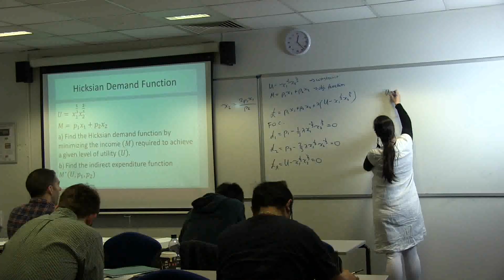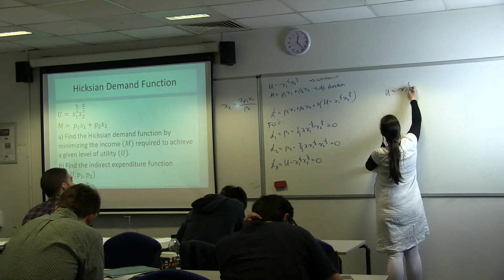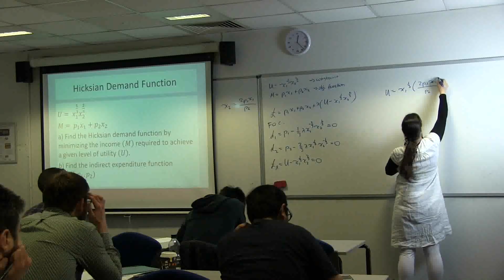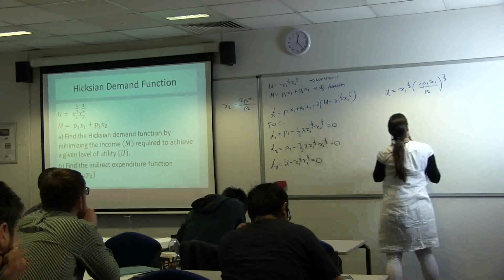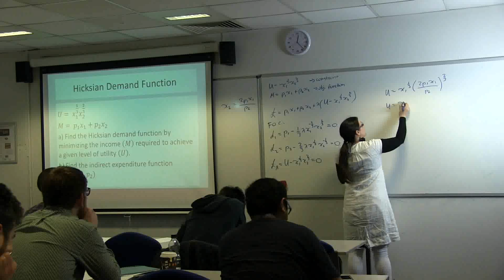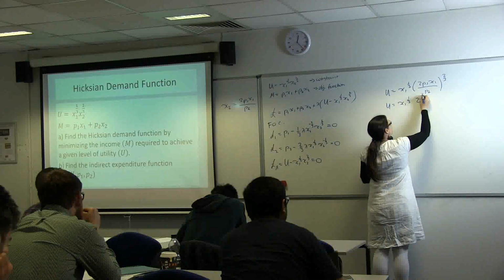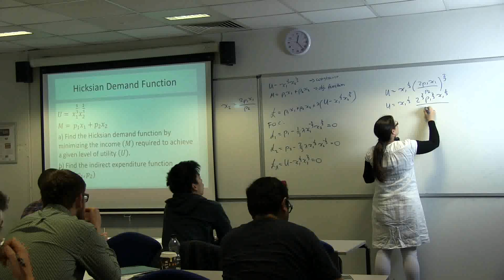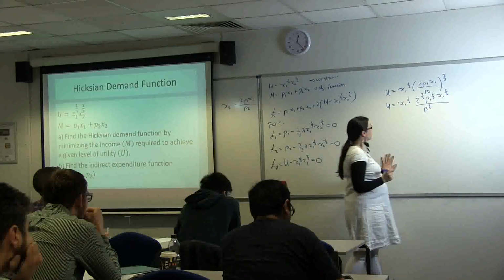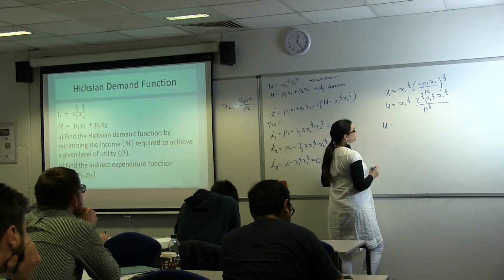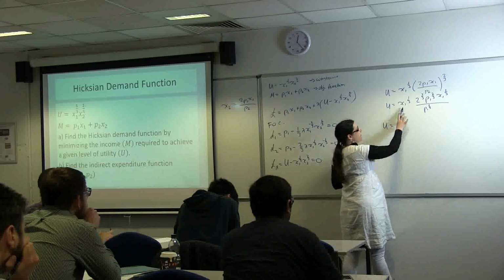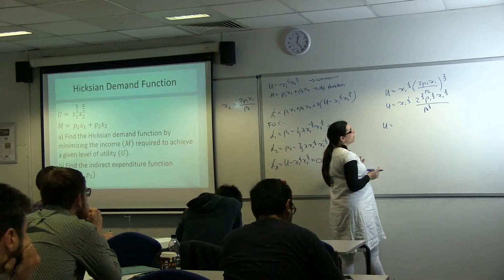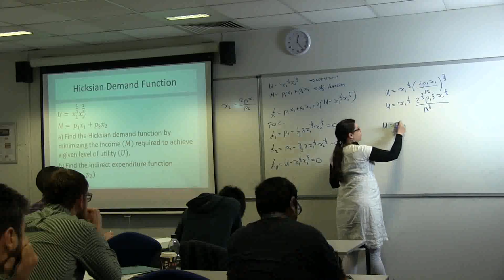So u equals x1 to the 1/3 times p1 x1 over p2 to the 2/3. So u equals x1 to the 1/3, 2 to the 2/3, p1 to the 2/3, x1 to the 2/3 over p2 to the 2/3. So u equals, what is the power of x1? Yes. What's the power of x1? That's handy.